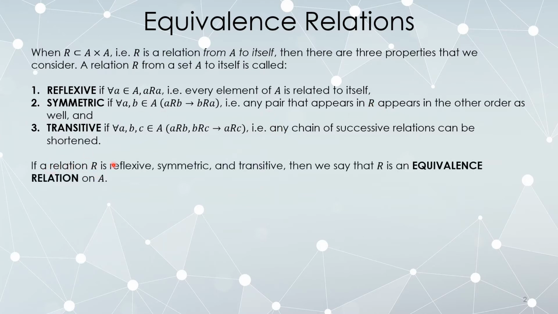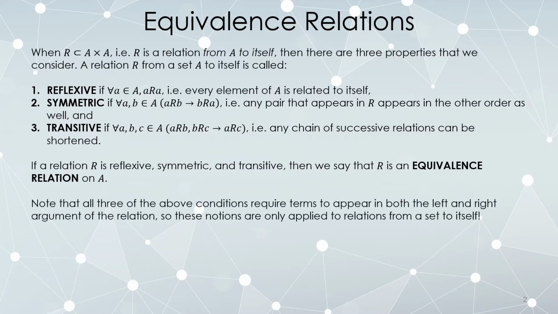If a relation has all three of these properties, the reflexive property, the symmetric property, the transitive property, then we call it an equivalence relation on A. Note, in all three of these, it's crucial that the left and right elements are coming from the same set. So here we have something and itself on both sides of the relation. In other words, the ordered pair has to be drawing from the same set in both spots.